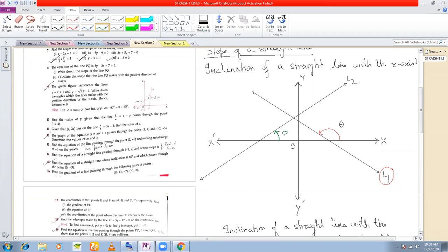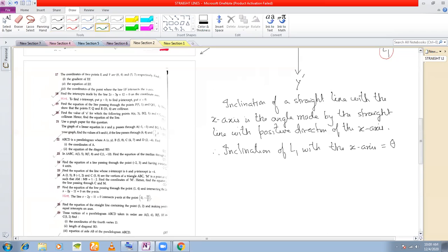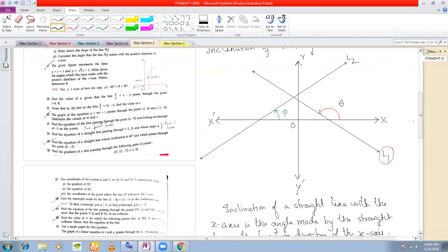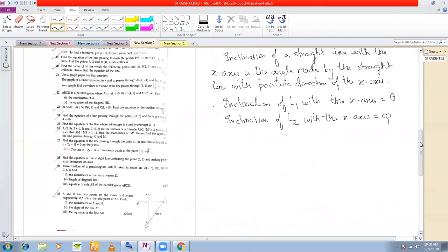Let us call this phi. Inclination of L2 with the x-axis is equal to phi. So inclination of L1 with the x-axis is theta and inclination of L2 with the x-axis is phi. So remember the positive direction of the x-axis and be very clear with it. Now we come to the definition of slope.